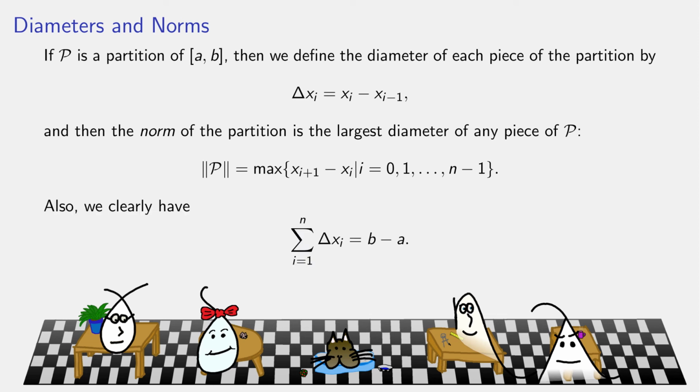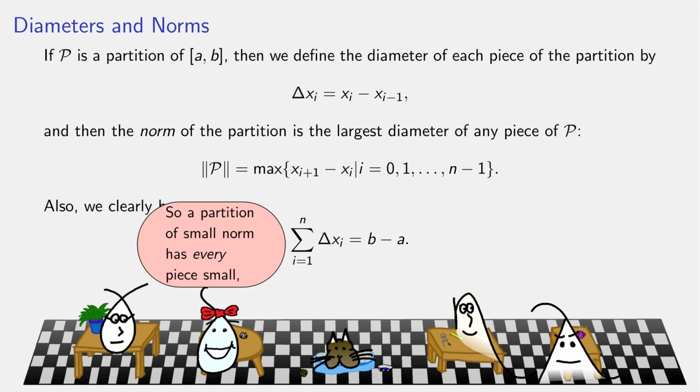Also observe that if you add up the lengths of all of the pieces, you recover the length of the interval in total. And this is just a telescoping sum. If you have x1 minus x0 plus x2 minus x1, those x1s cancel, plus x3 minus x2, the x2s cancel, and so forth. So what you're left with at the end is just xn minus x0. xn is b, x0 is a.